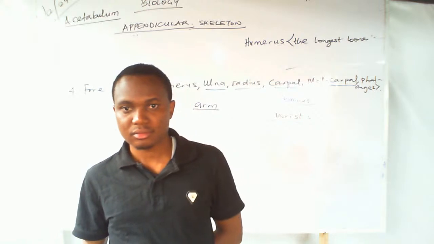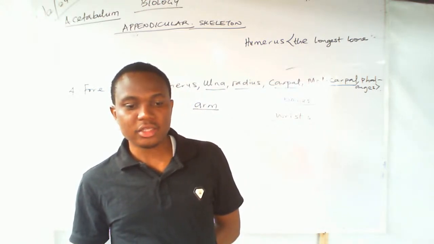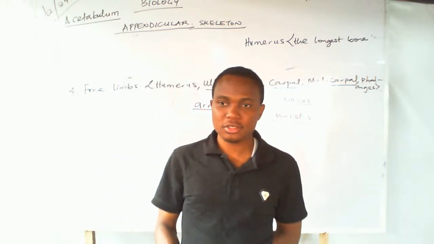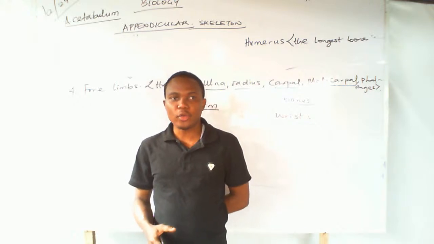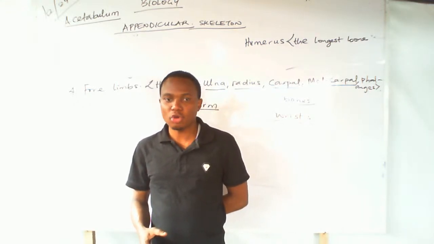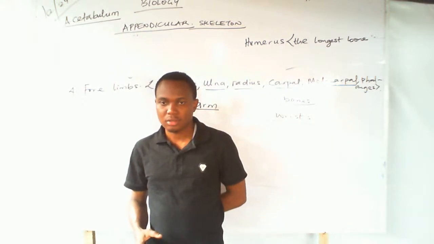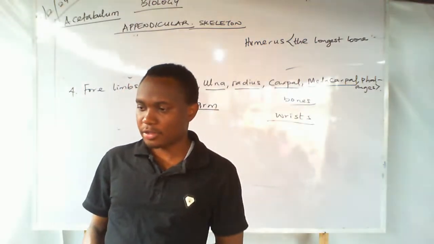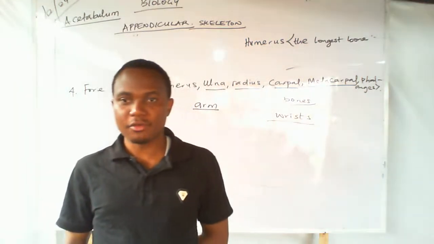Assignment. Write out the types of joints in the body and where they are being found. The types of joints that we have and where they are being found.